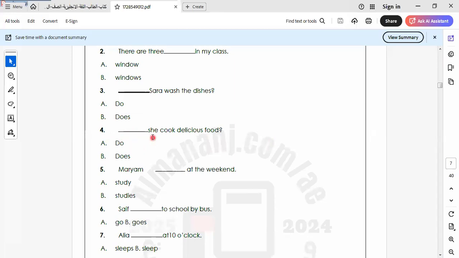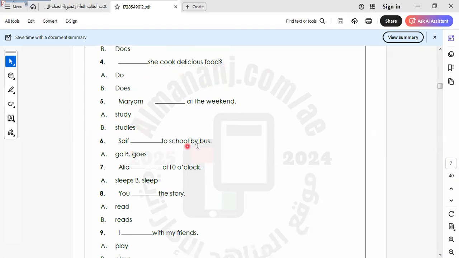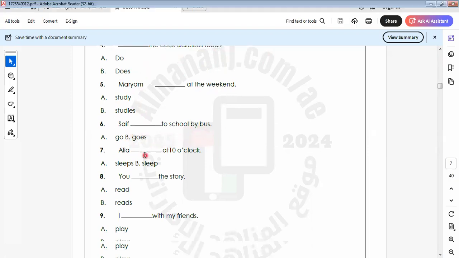She cooked delicious food. So here we have the pronoun she. Is the pronoun she singular or plural? Think with me. Singular, so I put does. Mariam studies at weekends. Is Mariam singular or plural? Singular. So study or studies? It will be studies. Sayf goes to school by bus.